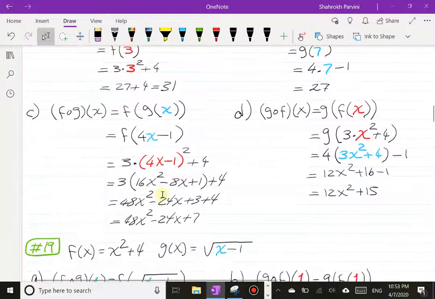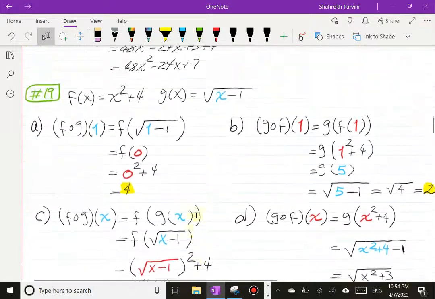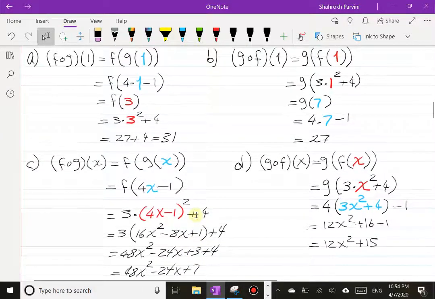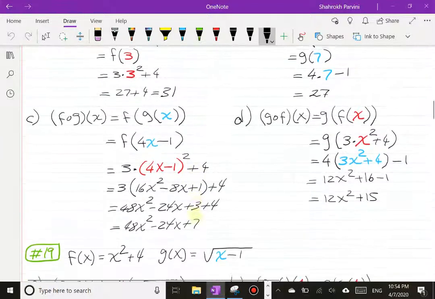So here's what this f of g of x in part C is good for. Let's see, hold on, I guess I didn't do that. Okay, well, let me do that now. I thought I had done that. Okay, so we're going to do part A using part C, f of g of 1.